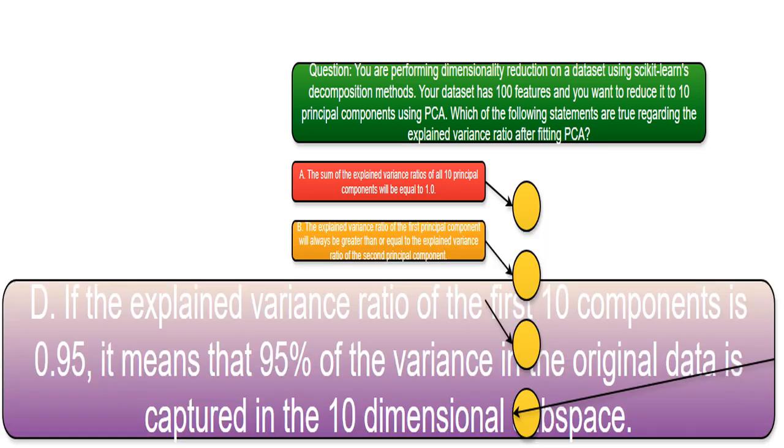That's correct. If 95% of the total variance is captured in the first 10 components, it means that the remaining 5% is less important and can be safely discarded without significant loss of information. You've captured almost all the important data structure in your 10-dimensional representation.